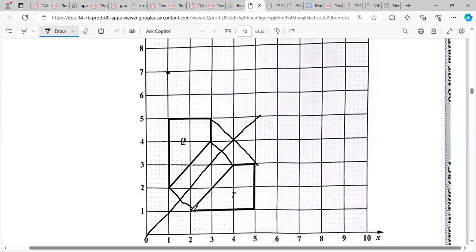So this other point here. Same thing now: 1 to the left, 6 up, 1, 2, 3, 4.